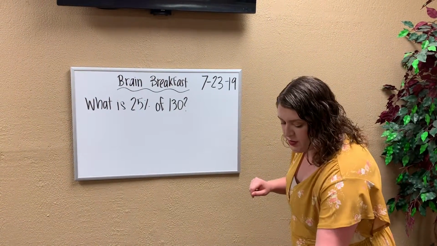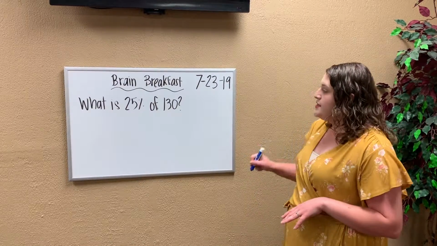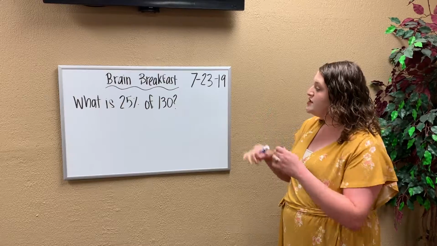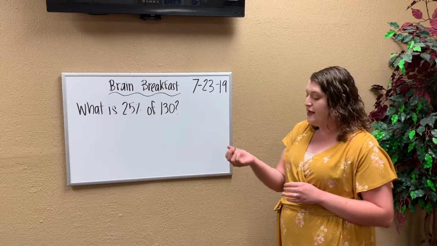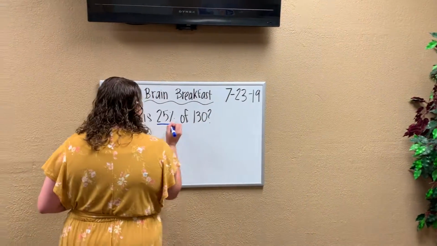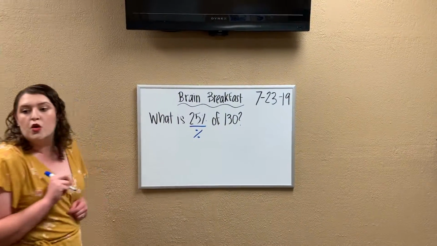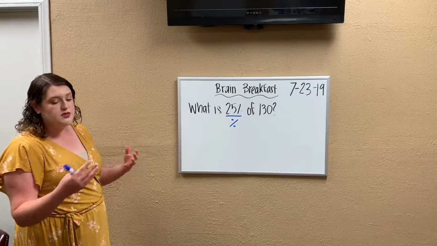So let's break down this problem. What is 25% of 130? We need to find our parts. So the first part, the easiest to identify, is our percent. So this is our percentage. This is going to tell us what we need to change and what we need to multiply.